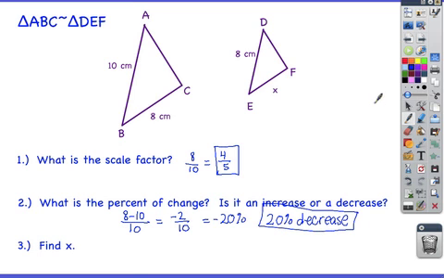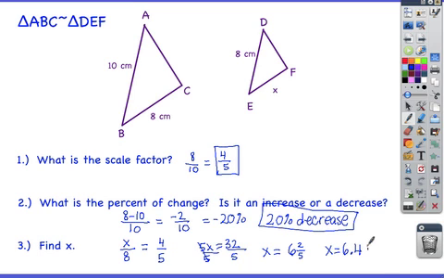So we'll go ahead and use our proportions. We know that x corresponds with the 8, and we set that equal to the ratio of 8/10, which reduces to 4/5. And then we can use cross products. So 5x equals 32. Divide both sides by 5. And x equals 6 2/5, or 6.4 centimeters.